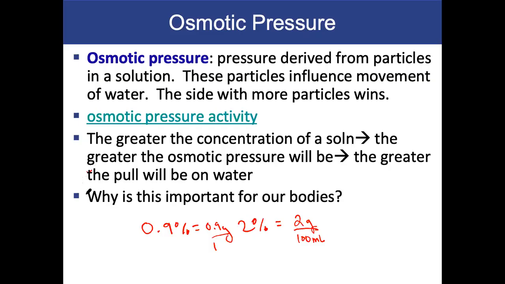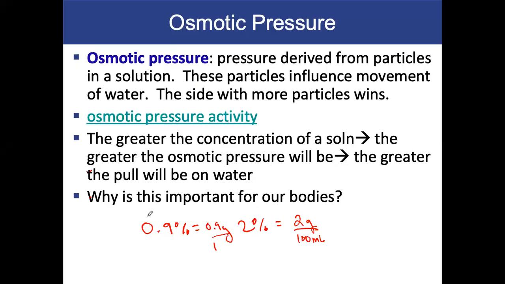Why is this important for our bodies? We have three compartments, right? Inside our cells, in the interstitium, and then in the plasma. And so the particle concentration of those different compartments are going to affect which way water moves. And so you want to be careful. So let me give you an example. Okay, so let me go over an example with you.